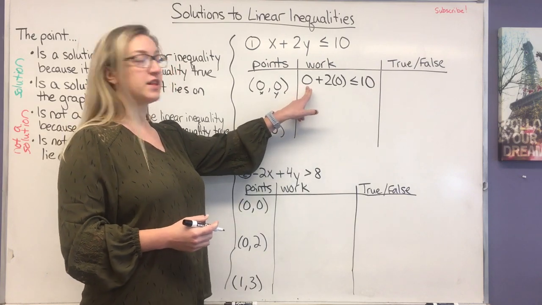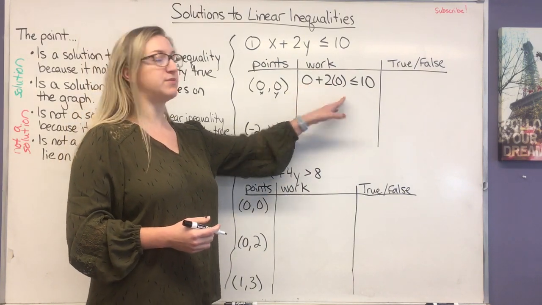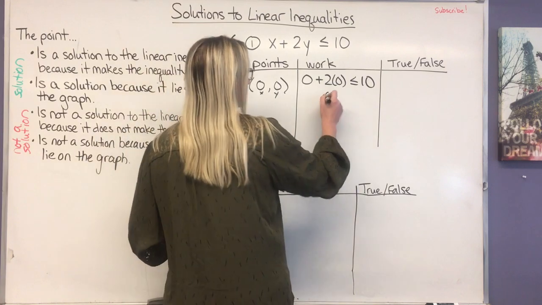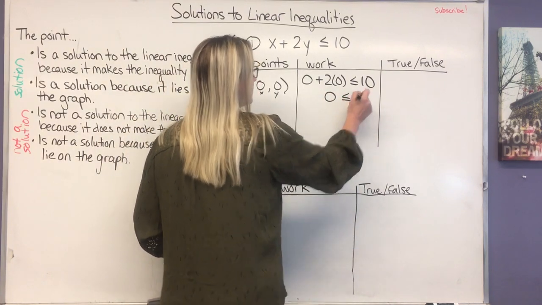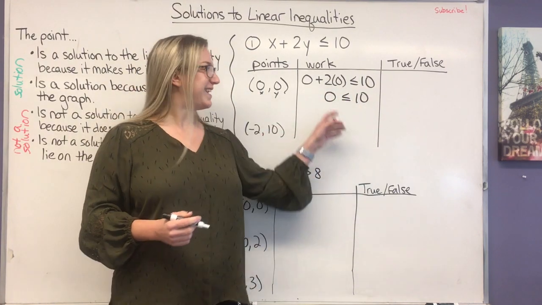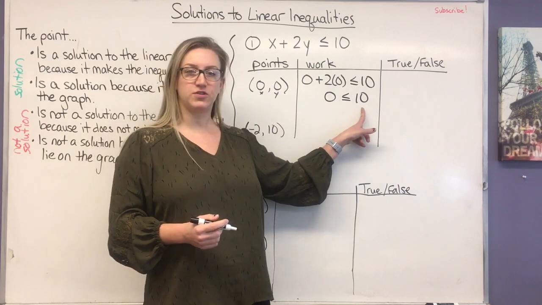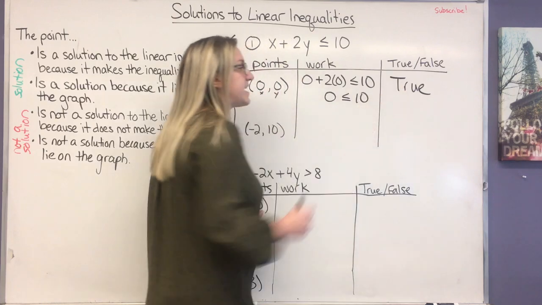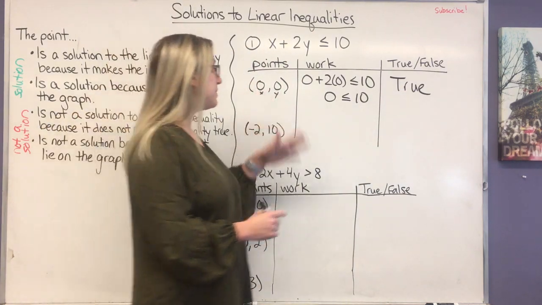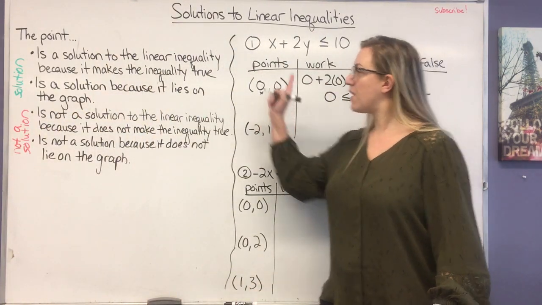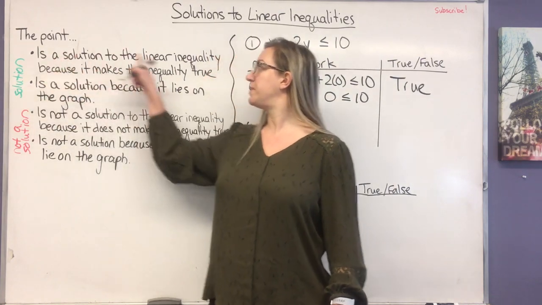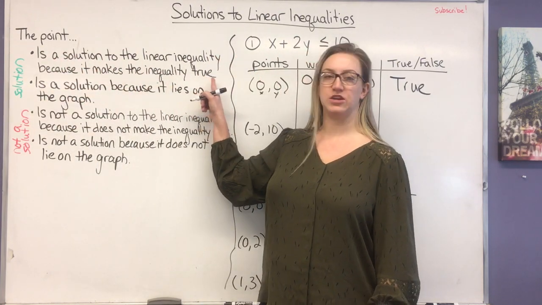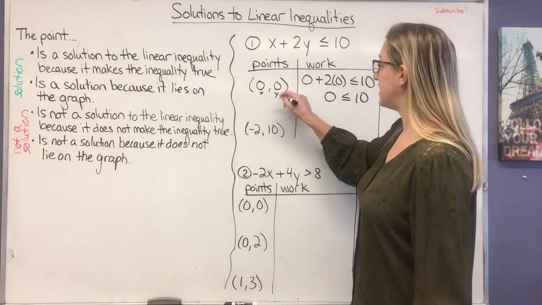So let's do the math on the left side. 0 plus 2 times 0 is still 0. And then we need to think to ourselves, is this true? Is 0 less than or equal to 10? And it is. So since I got a true statement, that means that (0, 0) is a solution because it makes the inequality true. So (0, 0) is a solution.